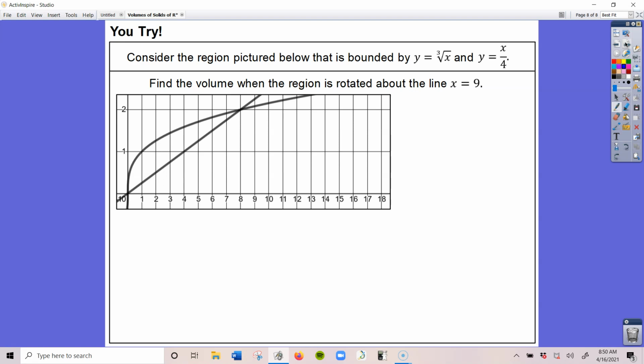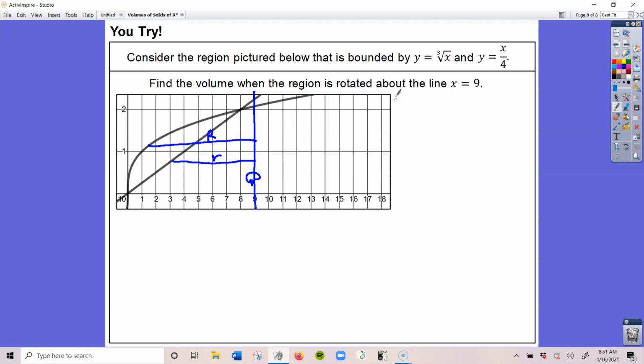So we have here, consider the region pictured below that is bounded by y equals the cube root of x and y equals x over 4. Find the volume when the region is rotated about the line x equals 9. Now I'm not going to actually draw the 3D figure just so that we can practice not having to do that, because I don't know if you'll be able to. So this is the line x equals 9. This is where we're doing our rotation. So this is the big radius and this is the small radius.